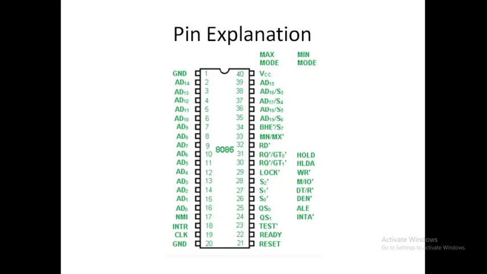Okay students, today this video is about the second part of the pin explanation. In the last video we discussed up to minimum mode and maximum mode, that is pin 33. The minimum mode and maximum mode pin signal indicates what mode the processor will operate in.